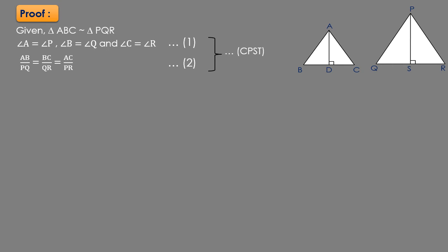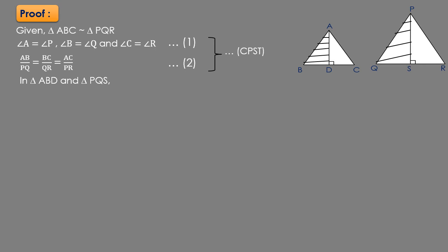Now in order to prove the given theorem, we will prove that triangle ADB and triangle PSQ are similar. So let us shade the triangle ABD first. So triangle ABD, which is on the left side of the triangle ABC, and triangle PQS, which is on the left side of triangle PQR. So we will prove that these two triangles are similar, and we will show that the sides of the two given similar triangles and their corresponding altitudes are in the proportion. So first of all, we will consider triangle ABD and triangle PQS.